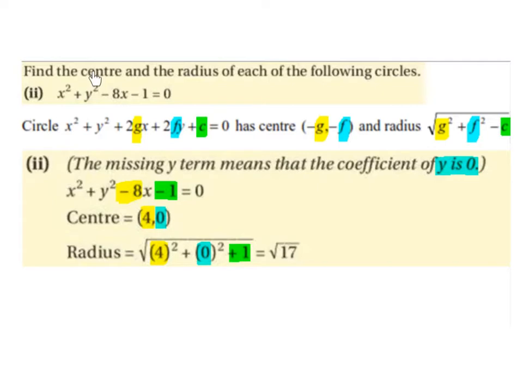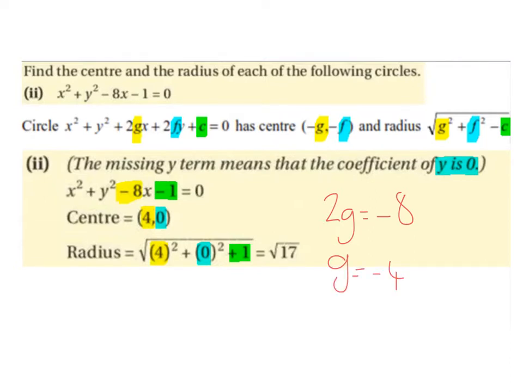So next we want to find the centre and the radius of the circle x squared plus y squared minus 8x minus 1 is equal to 0. Again, we're going to use these formulas. So the missing y term means that the coefficient of y is going to be 0. This is very important. So again, we're going to compare our coefficient of x in our formula, which is 2g, and our coefficient of x in our circle, which is minus 8. So we're going to let 2g equal to minus 8. So g is going to be minus 8 divided by 2, which is minus 4.